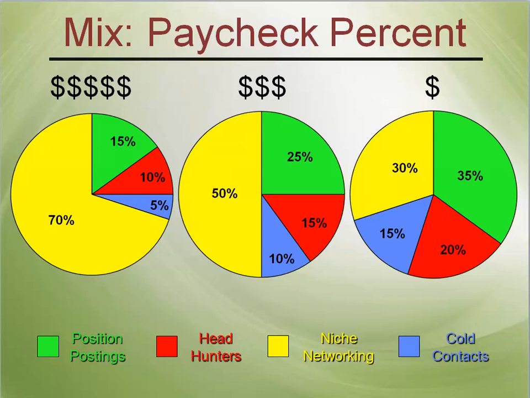So if you are a big buck person, you can see that 75% of your search should be based upon using proactive techniques like niche networking. For example, if Steve Jobs lost his job from Apple, I don't think he would be looking in the Cupertino Daily News for a job. On the other hand, if you're a little buck person, most of the time won't be spent networking, but with position postings. You need to use each technique to different degrees.